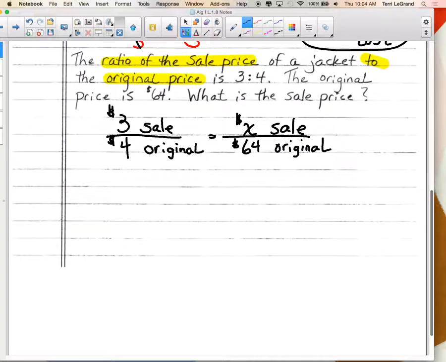Whichever way you decide to solve a proportion, show your work. Are you going to use cross products, or are you going to just rename the fraction?